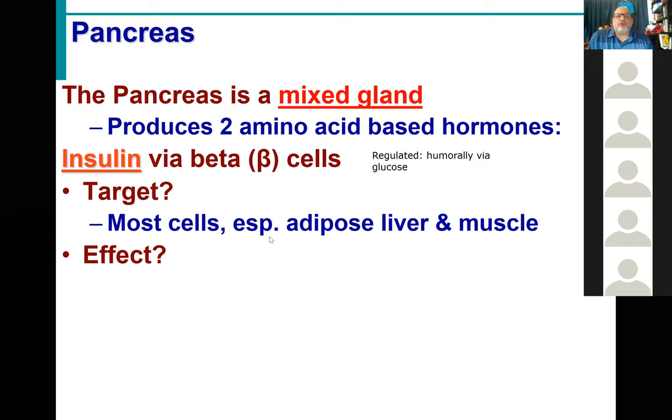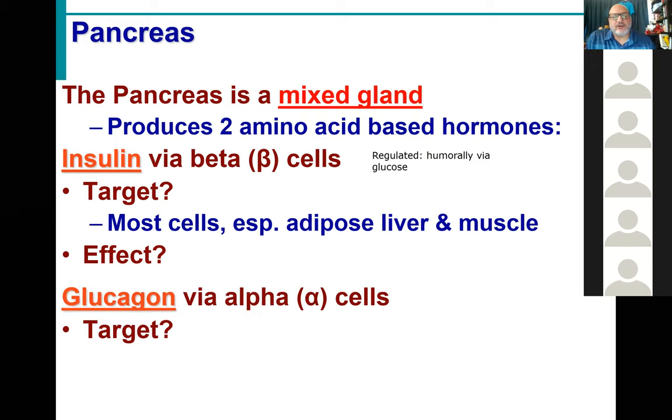The second hormone produced by the pancreas you're going to be responsible for is glucagon. Glucagon is released by the alpha cells. And anyone know what glucagon targets? Liver, primarily, telling the liver to release glucose. Its job is to release glucose.